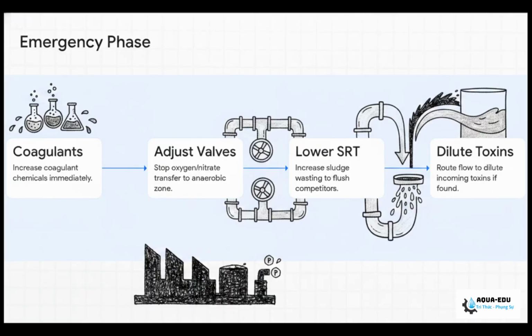In the first 24 hours, your emergency priority is stopping the bleeding, hitting those discharge limits so you don't get fined. Boom! Immediately increase your coagulants, your ferric chloride, alum, or PAC. At the exact same time, get out there and adjust your return sludge valves to stop any rogue oxygen or nitrates from bleeding back into the anaerobic zone. If your SRT is creeping up, increase your sludge wasting to flush out those competing bugs. And hey, if a toxic shock is the culprit, immediately route your flow to dilute that incoming wastewater.